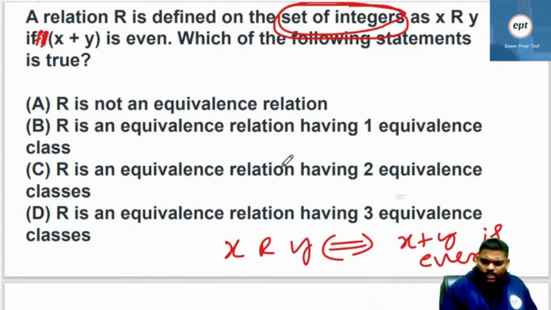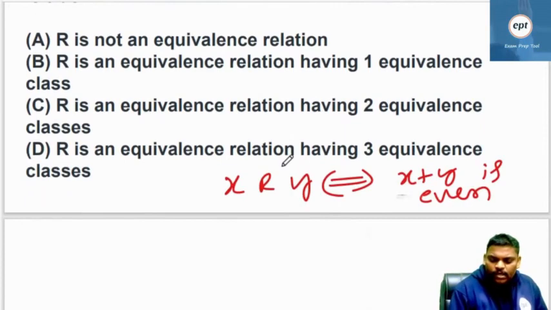Can you help me now? He is saying that some equivalence relation and all. Let me try: is it an equivalence relation or not? See this one. Two people are related if their sum is even.